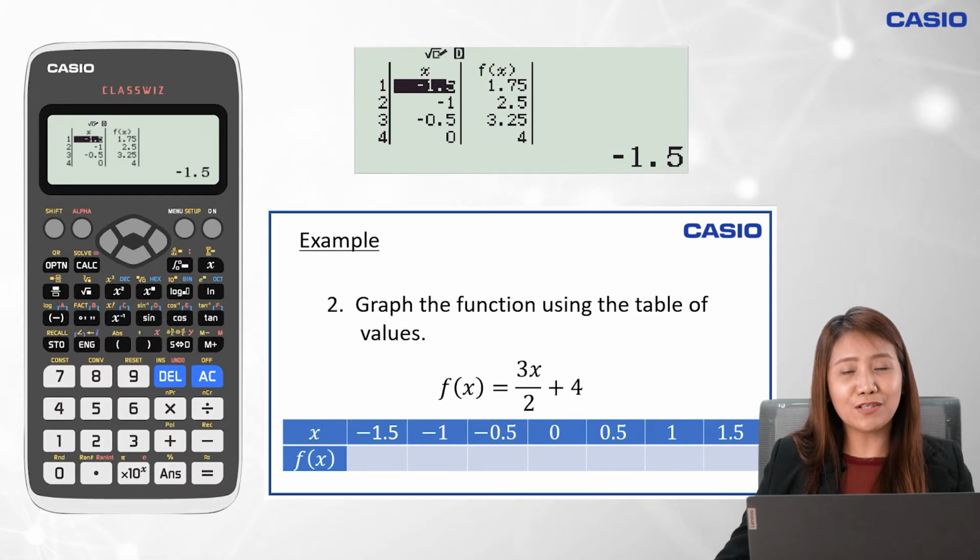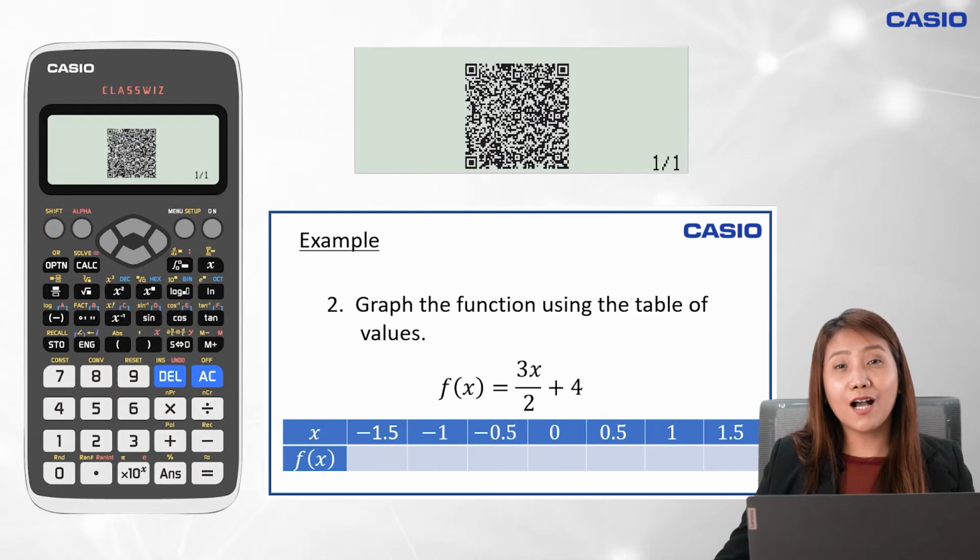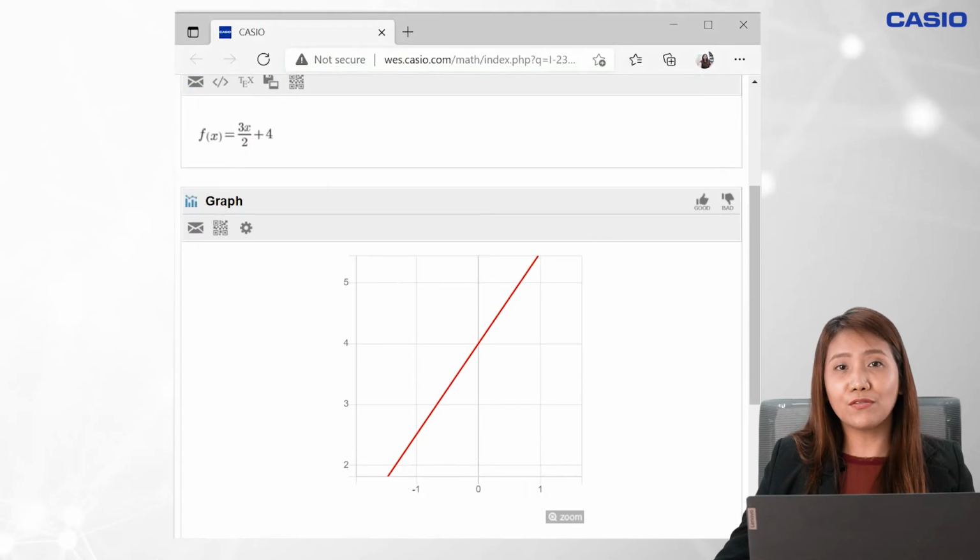We can just copy these values in our notes. If x is negative 1.5, then f of x is 1.75. If negative 1, it's 2.5, and so on. And to graph the function, we press Shift Option. A QR code will appear. Click on the QR code and it will direct us to CASIO Edu Plus with a graph of the function. From the graph, we can already identify the domain and range of the function, which is, since it's a linear function, the domain is all real numbers and the range is also all real numbers.